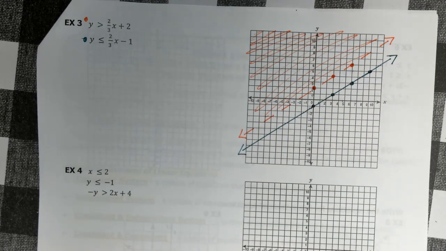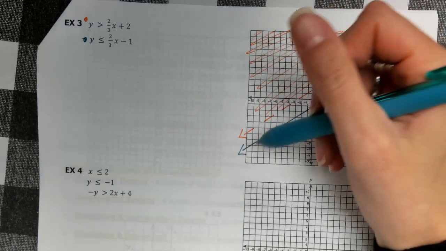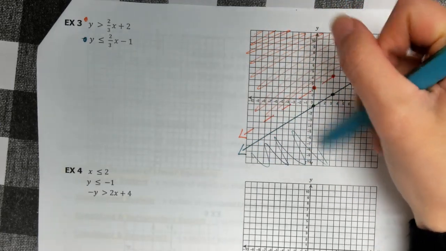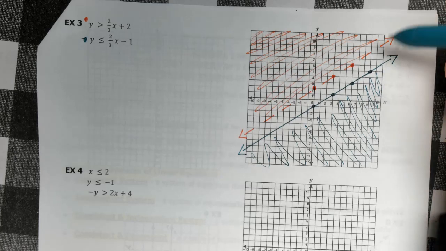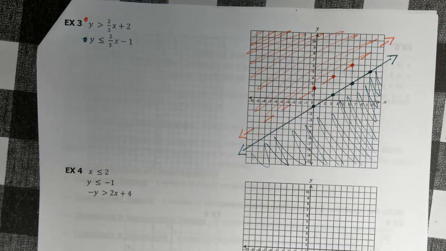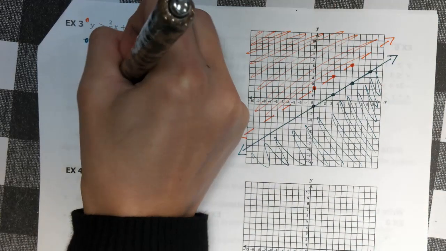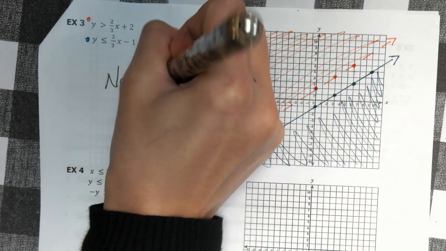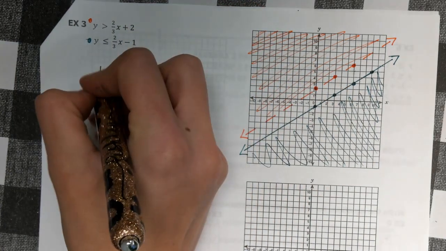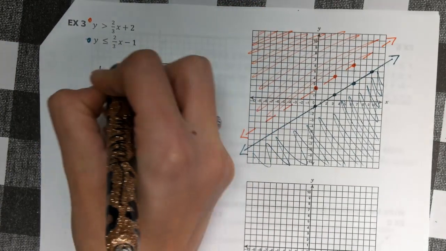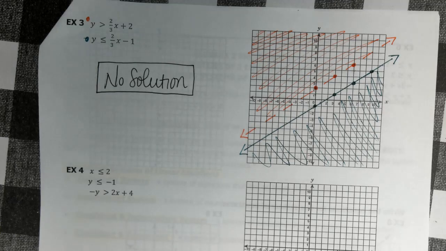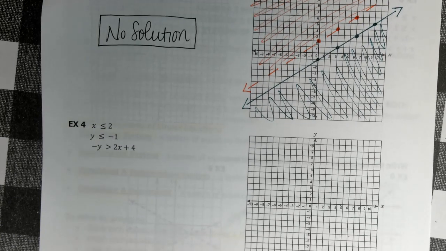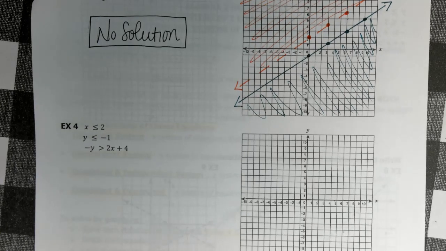Shaded above or below? Below. Do I have an overlap shaded region? No. So my answer would be no solution. So you're not going to write anything unless it is no solution. Okay?